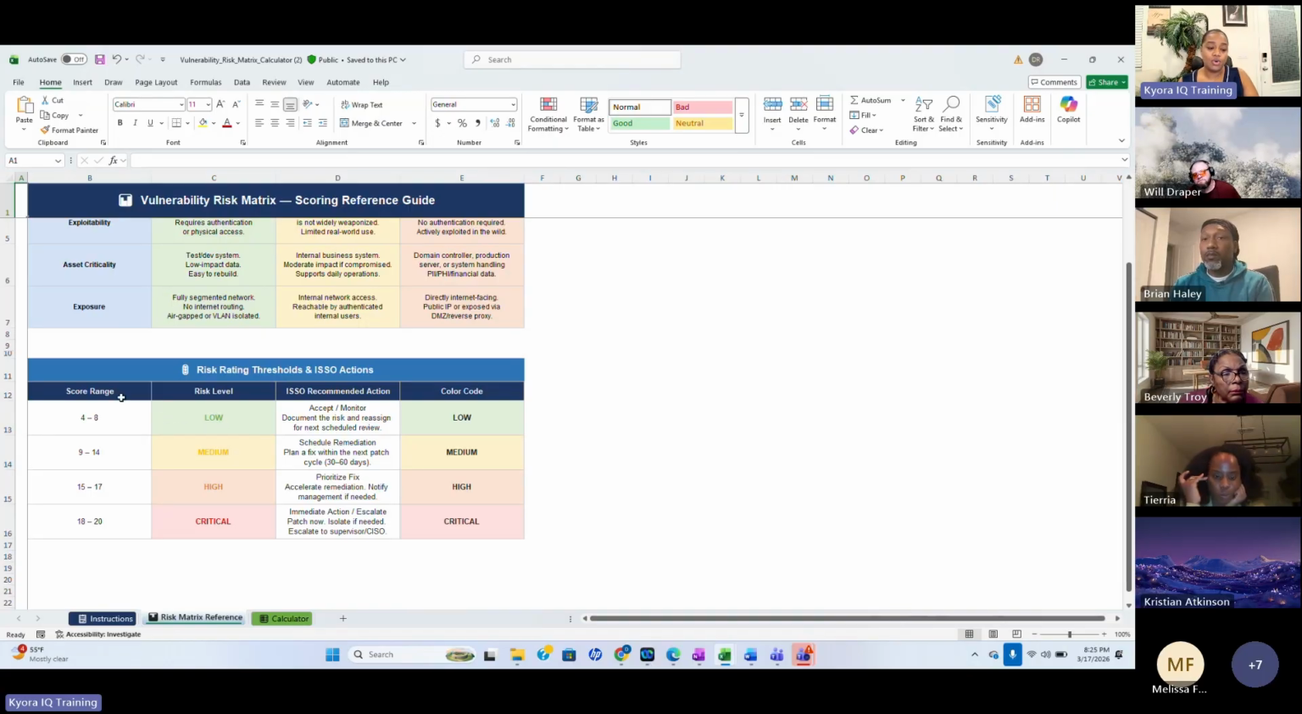So let's say your score range is between 4 and 8. That is a low. So again, accept and monitor, document the risk, and reassign for next scheduled review. If it's between 9 and 14, you'll have medium, schedule remediation. 15 to 17, prioritize a fix, accelerate remediation, notify management if needed. And then 18 to 20, critical, immediate action, escalate, patch now, isolate if needed, escalate to supervisor.